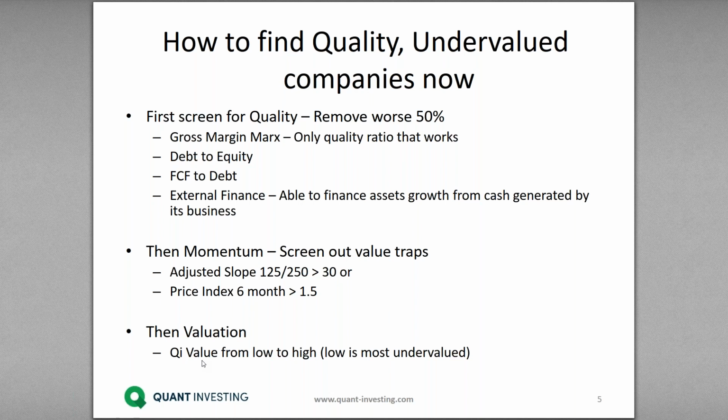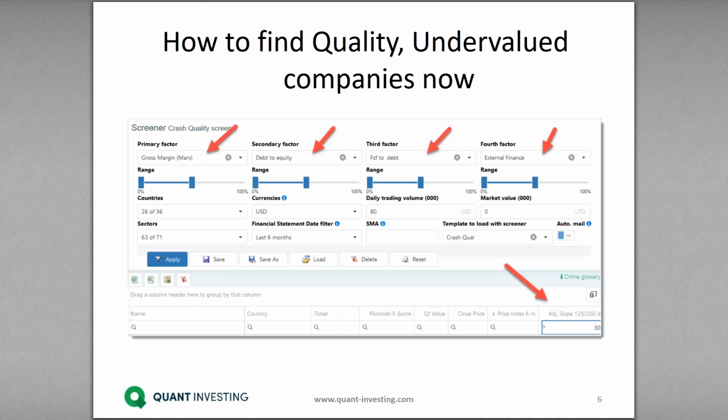To give you an idea of what companies are coming up on the screener now. Oh, sorry. First of all, this is just a quick snapshot of what the screen looks like. There's the gross margin. We're taking the top 50 companies, getting rid of the bottom 50. Debt to equity, top 50 companies we want in the database or the screen. We want to get rid of the bottom 50. Free cash flow to debt, same story. Get rid of the worst 50% of companies. External finance, get rid of the worst 50% of companies.